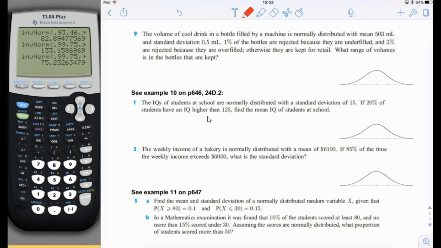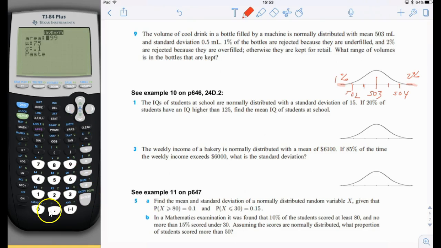Okay, so 503 is the mean, and standard deviation is 0.5, so this would be 503.5, this would be 504, this would be 502.5, this would be 502. 1% of the bottles are rejected because they are underfilled, so that would be this part here. 2% are rejected because they're overfilled, which would be here. Okay, so let's do 1% first. This is 1%. This is 2%. And so we'll do inverse normal.